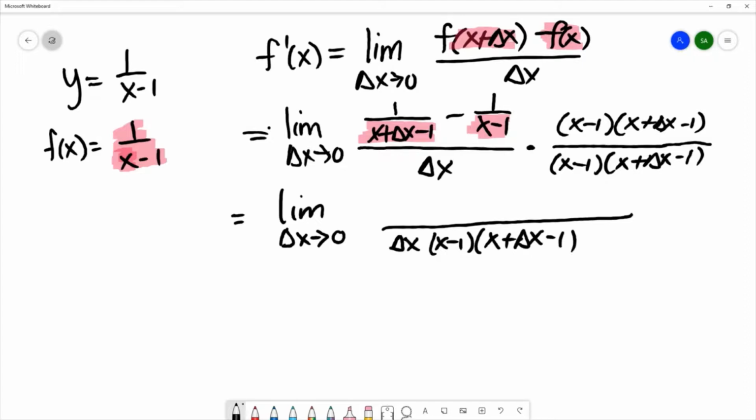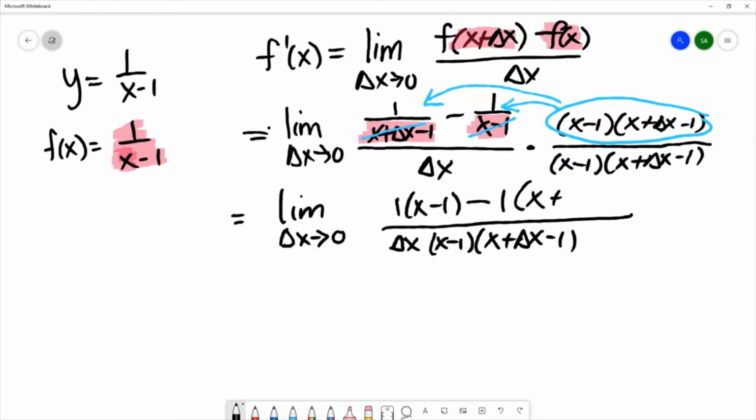And in the numerator, I'll distribute this to the first term. And when I distribute it to the first term, that fraction will cancel out, and the only thing I have left is 1 times x minus 1. And then when I distribute it to the second term, the x minus 1 will cancel with this factor, leaving me with 1 times x plus delta x minus 1. So minus 1 times x plus delta x minus 1.